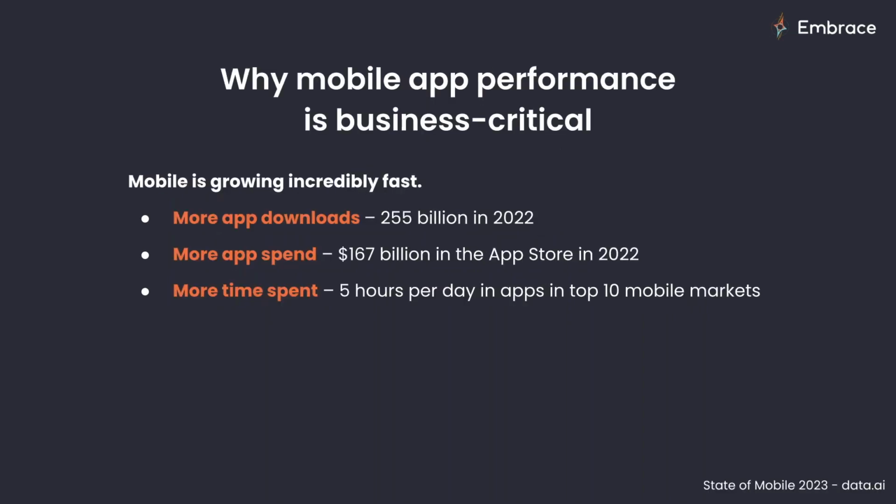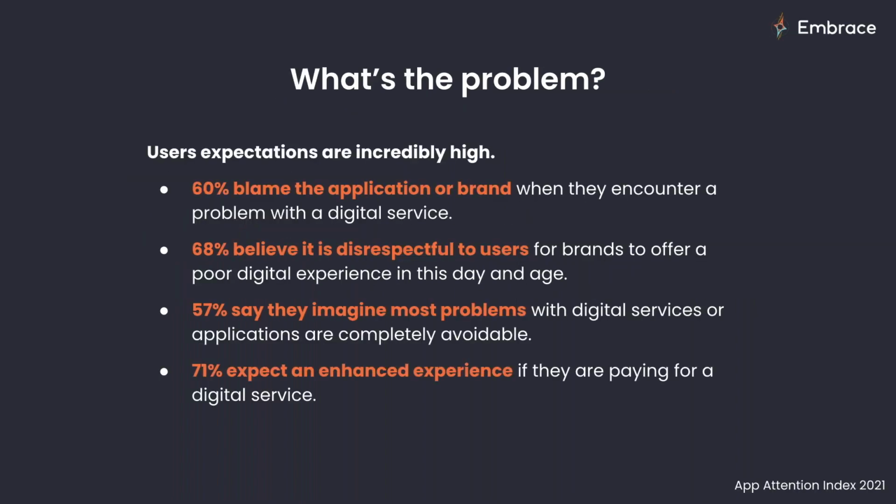If you see every day and every year, the amount of apps we download, the amount of money we spend in them, and the amount of time we spend in them continues to increase. So if your business isn't already mobile, it's only a matter of time. So what exactly is the problem? Well, as you know, the competition is getting tougher and it's even more difficult to differentiate on the product alone. So companies are increasingly competing on performance.